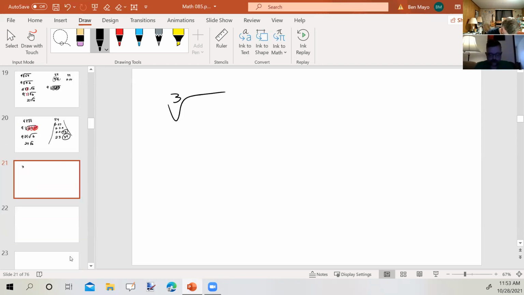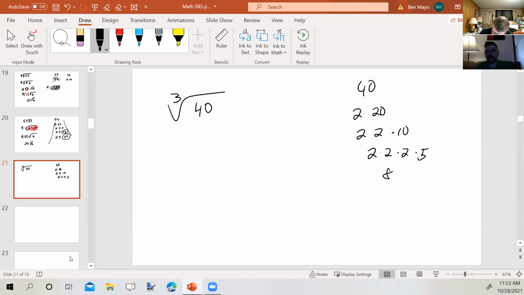Okay. Now, what about this? I want to simplify the cube root of 40. Well, I'm no longer taking a square root, so I'm not looking for perfect square factors. I'm looking for perfect cube factors. 40 is 2 times 20, which is 2 times 2 times 10, which is 2 times 2 times 2 times 5, which is 8 times 5. Or tell you what, let's just leave it as 2 cubed times 5. So the cube root of 2 cubed times 5. I've got a cube and leftovers.